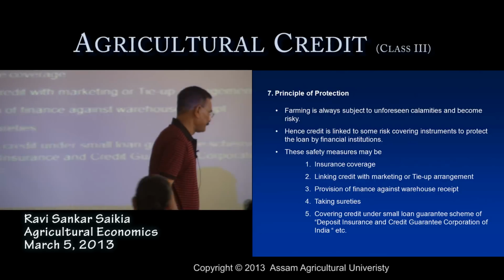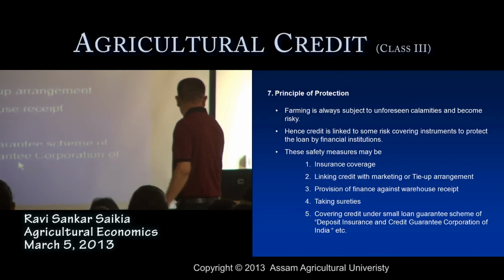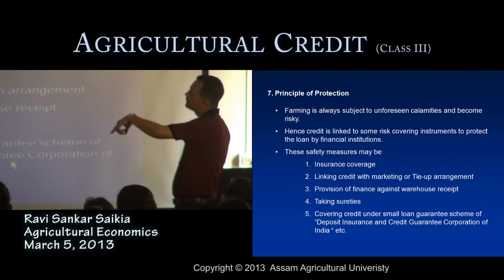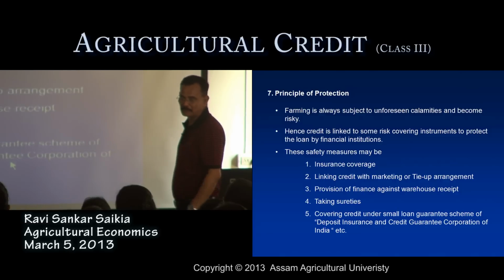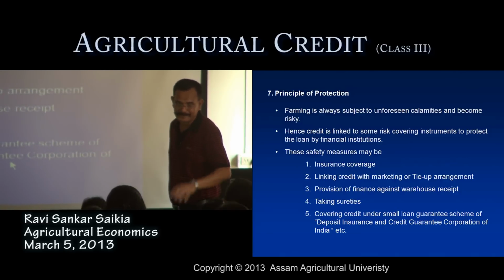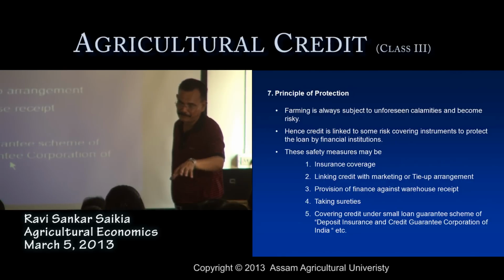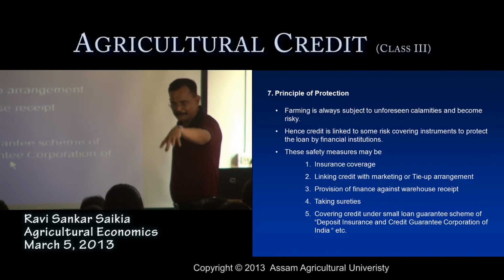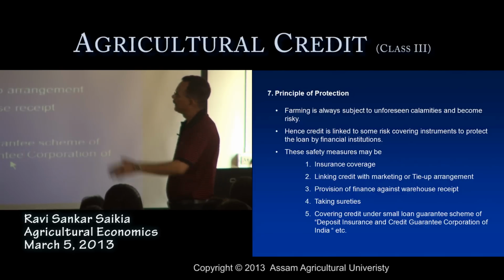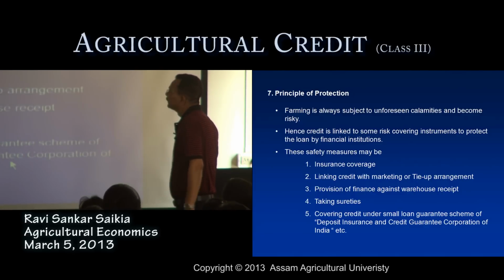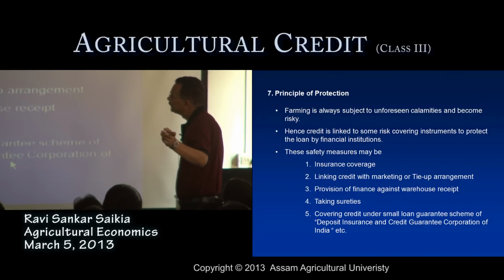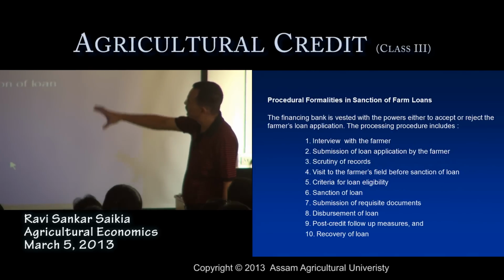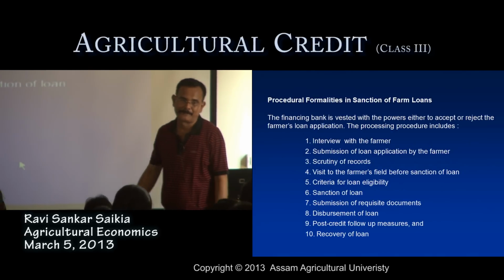Okay, and these are some principles, the 7 principles, commonly known as the 7 P's of credit, for judging the economic viability of the project in a different way from the 3 R's of credit. And lastly, I will tell you the procedural formalities generally followed by the banking organization.